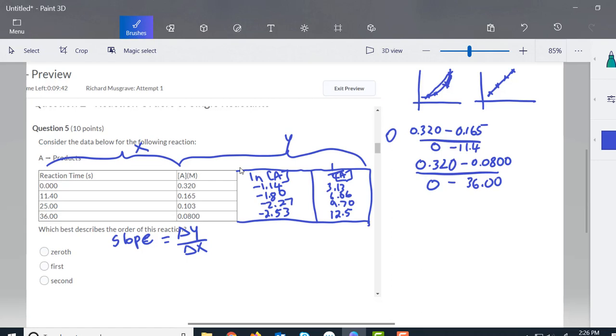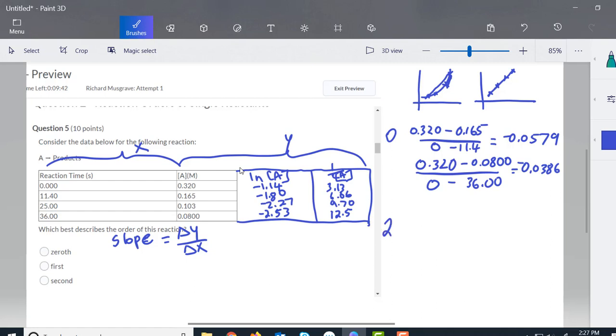So with these values here, you can see the 0.32 and the 0.165 here, and that's over the 0 minus the 11.4 here. And then I did 0.320 minus 0.0800 here, over 0 minus 36 here. Now this comes out to be negative 0.0579 and negative 0.0386. So those two values are not the same, so that must be a curve, so I don't think it's zero order. Now I do the same thing for first order, and I'll also find that they're not the same. So I'll go ahead and do second.